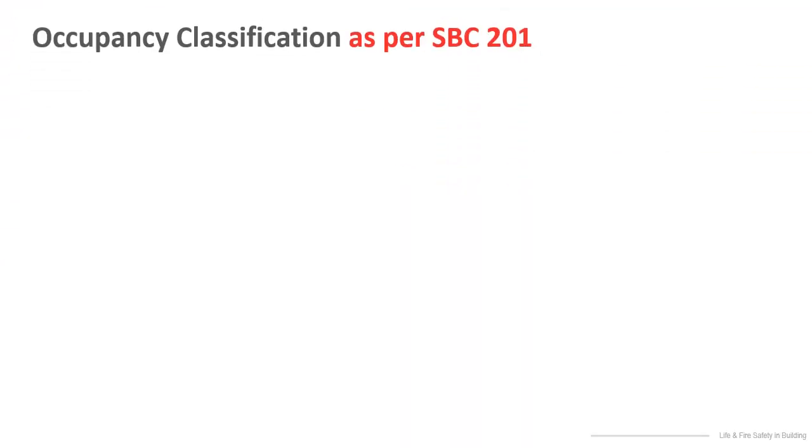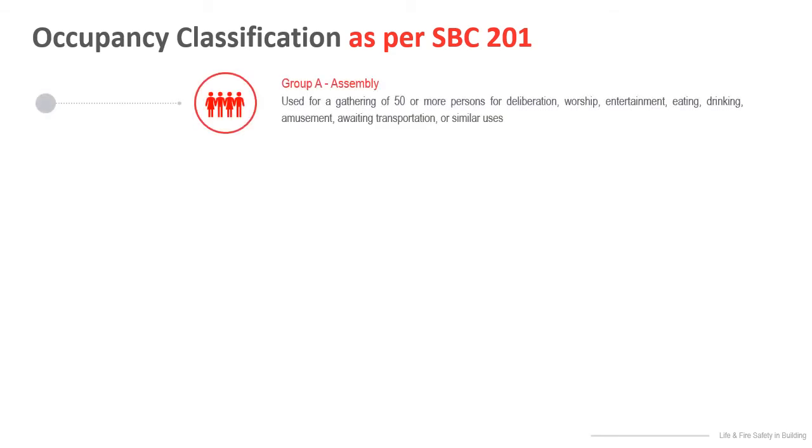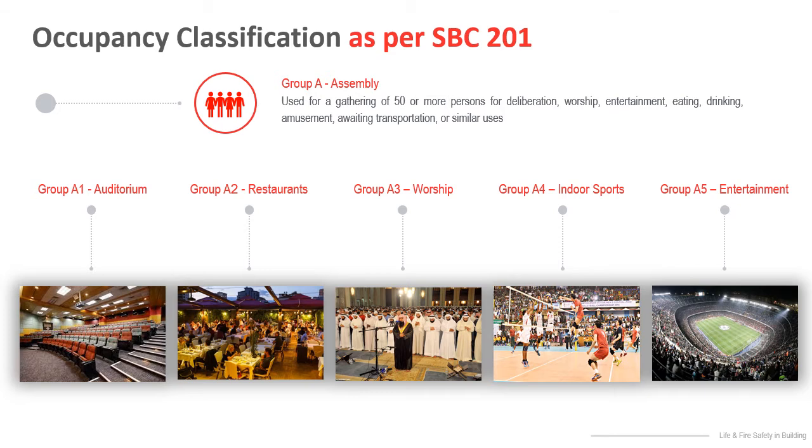So for the occupancy classification as per the building code, we have Group A, assembly: used for gathering of 50 or more persons for deliberation, worship, entertainment, eating, drinking, amusement, awaiting transportation, or similar uses. The building code categorizes Group A into five categories: Group A1, 2, 3, 4, and 5. An example of Group A1 is an auditorium, A2 a restaurant, A3 a workshop, A4 indoor sports, and A5 outdoor sports.